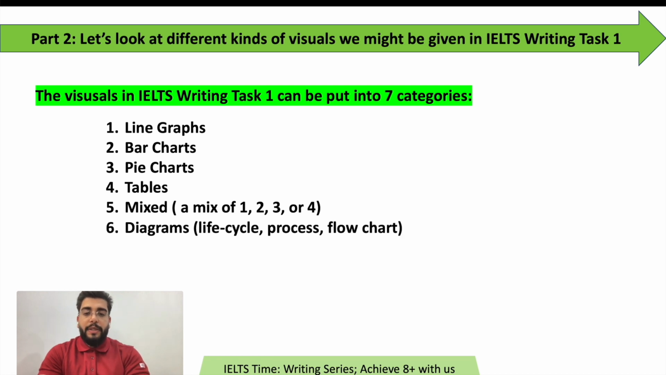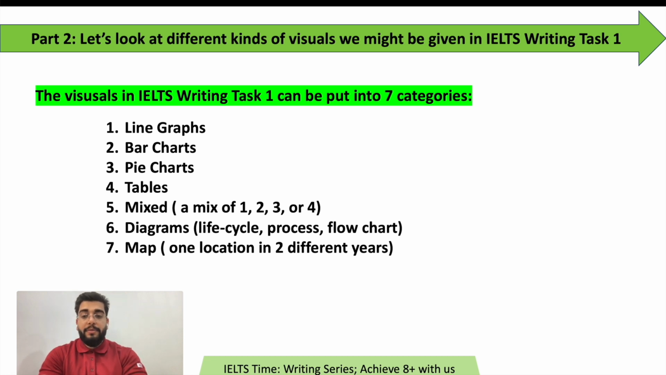Diagrams, they usually include a life cycle or maybe a process or a flowchart. And finally, map. The map usually shows one location in 2 different times and you need to report the changes made to that location. Sometimes you're talking about the past and the past, sometimes the past and the present, sometimes the present and the future. So it depends on the task.